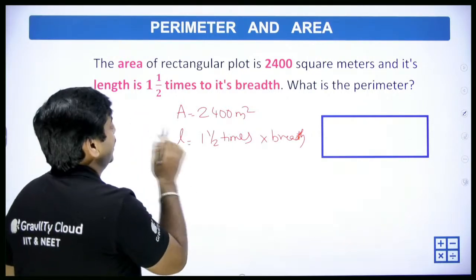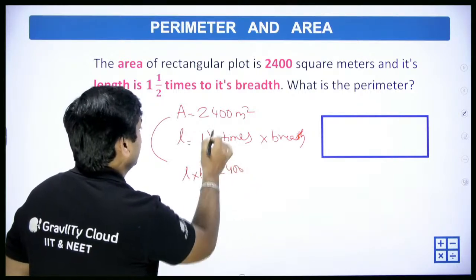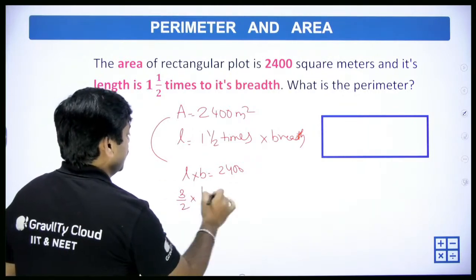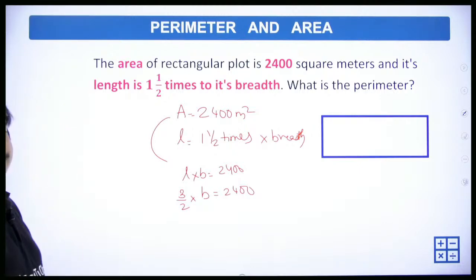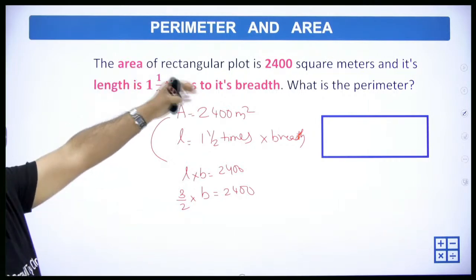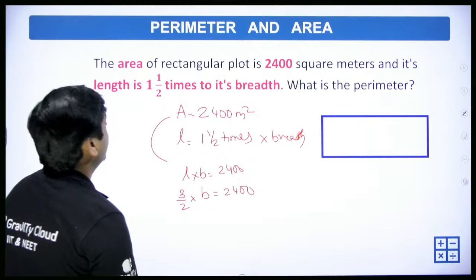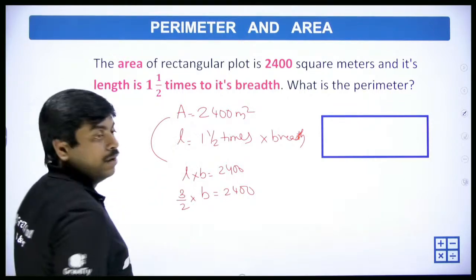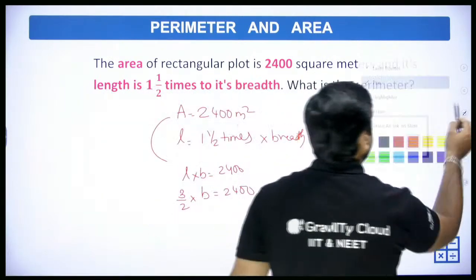The area of the rectangle is given. Area is equal to length into breadth. Length into breadth is equal to 2400. So you can calculate from here the breadth, and from the breadth we need to go back to the perimeter, right? The length is not actually 3 by 2, it is 1.5 times the breadth. Let me calculate that once again and bring the correct calculations here.